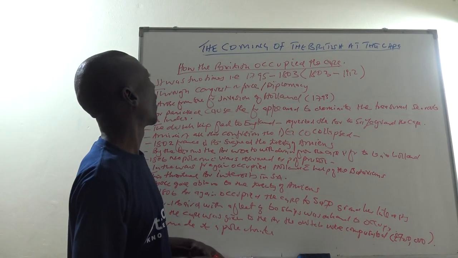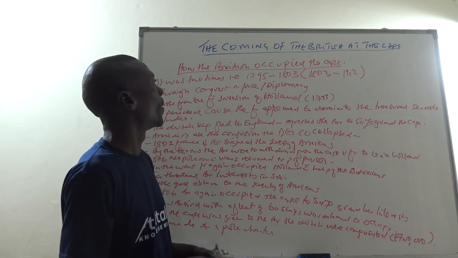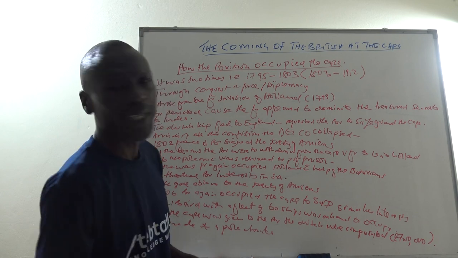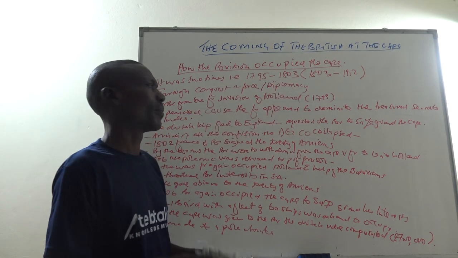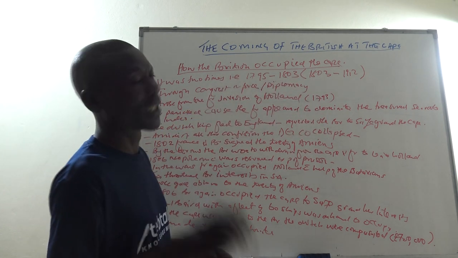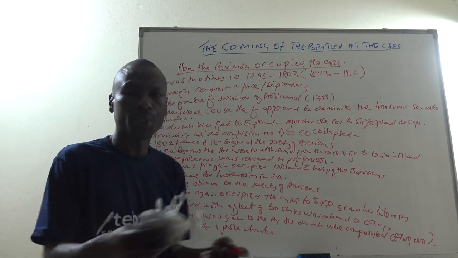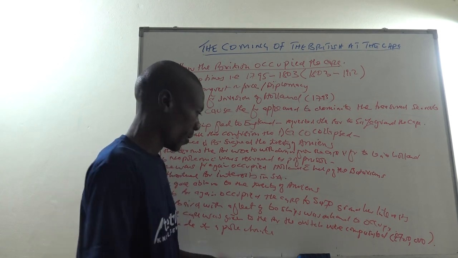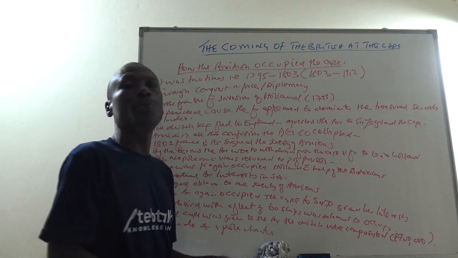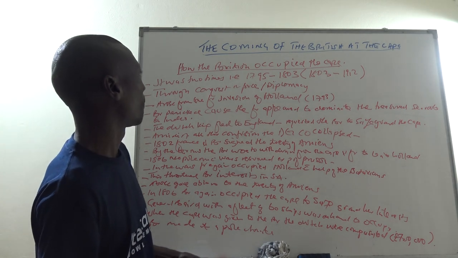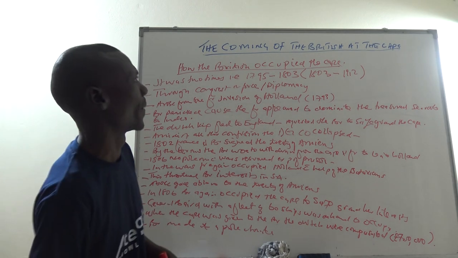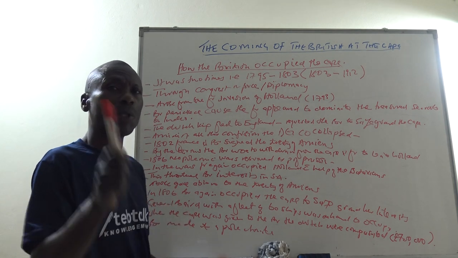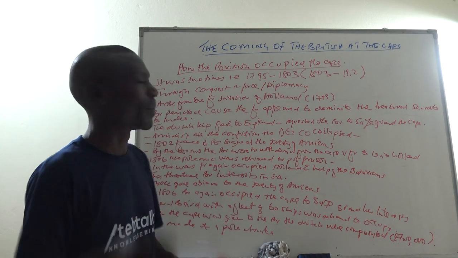After the reasons for the British occupation of the Cape, we now look at how the British occupied the Cape. Reasons given, but now how? The process, the course of the British occupation of the Cape. We already had that one in the introduction, that they occupied the Cape two times.